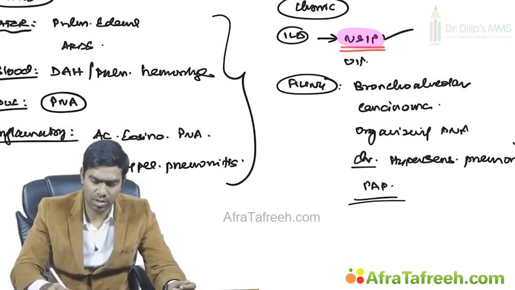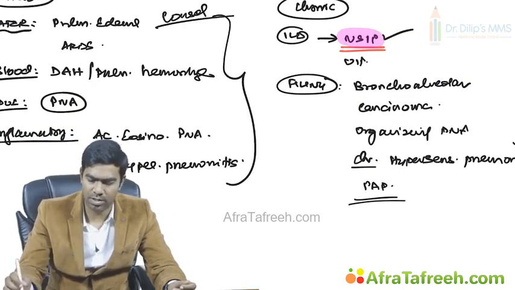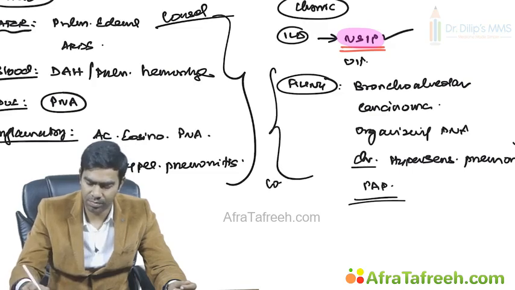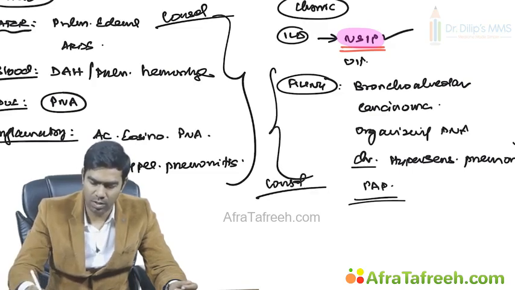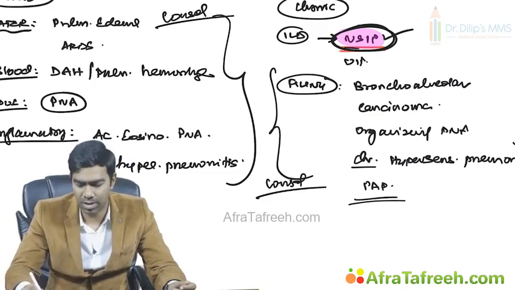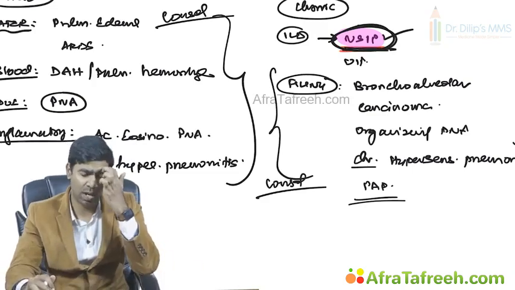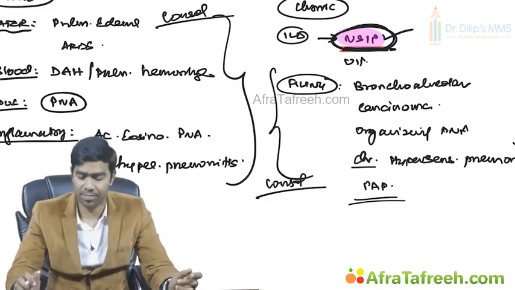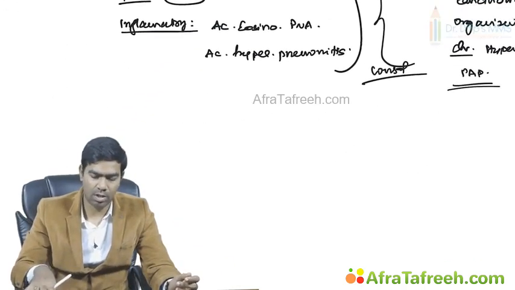Remaining everything you know. This all you studied in consolidation itself. This all you studied again in consolidation itself. Only this is very important. That's typical for ground glass. Remaining all these things will have overlapping features. Clear? So this is all about the ground glass.